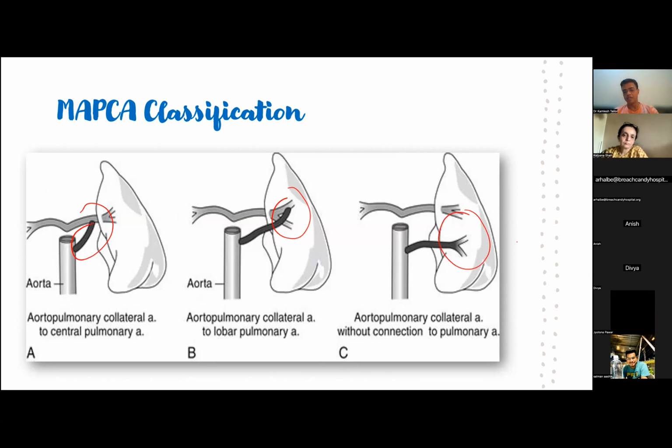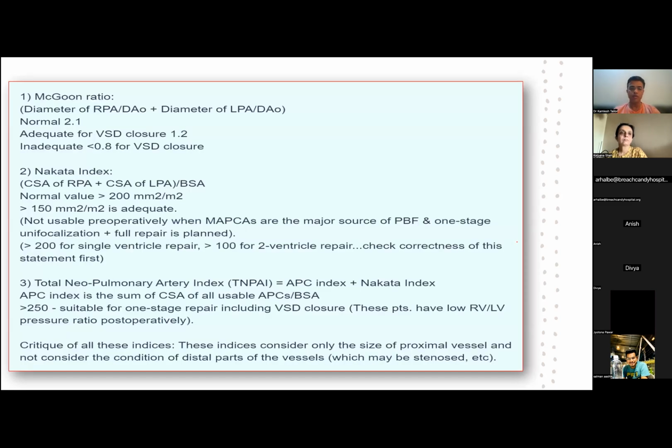So these are the three variants of MAPCAs. We'll not go into much detail about that, but the important ones for all the students will be the McGoon and Nakata index, and the last one is the total neopulmonary artery index. These two are very important. One is the McGoon index, which is the diameter of RPA plus the diameter of LPA divided by the descending aorta.